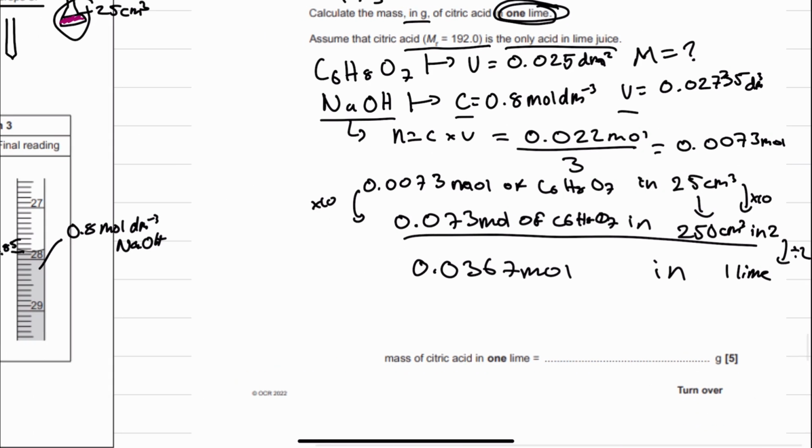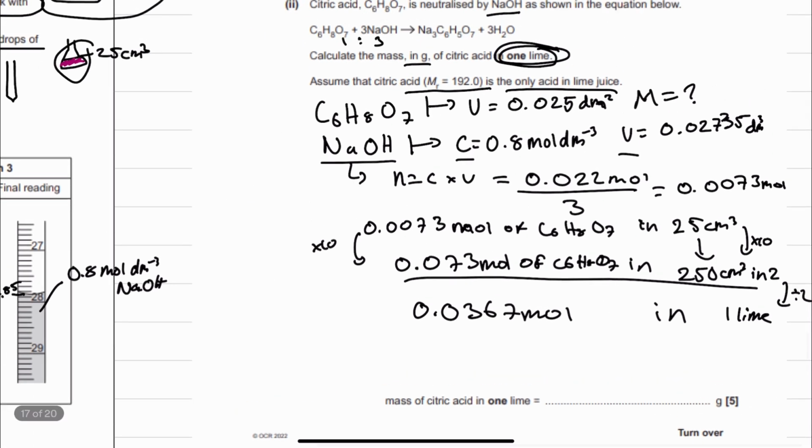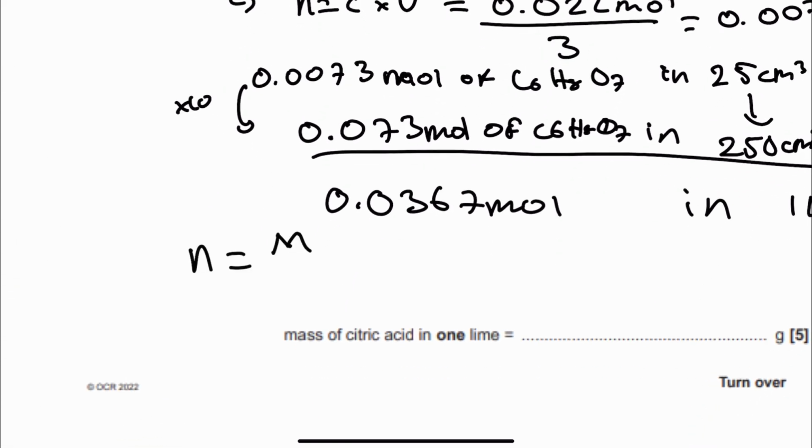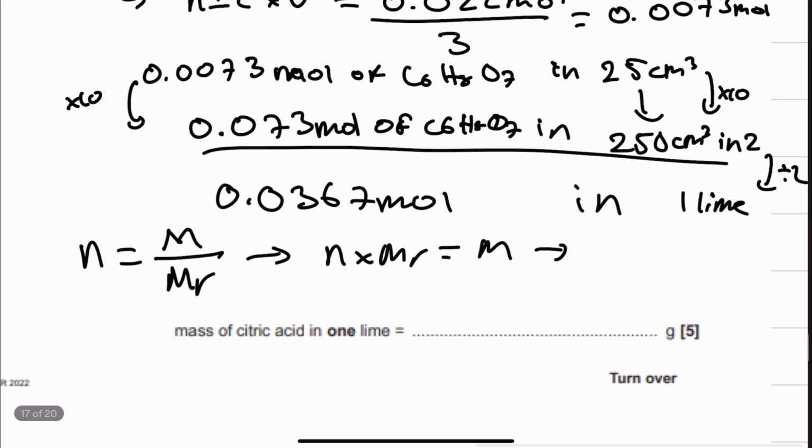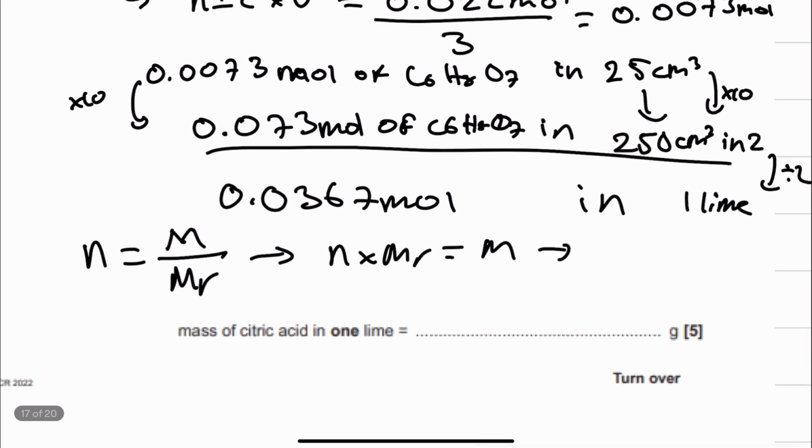Now, I know the moles and I know the molar mass. I can very easily just do moles equal to mass over molar mass, which means that moles times molar mass is equal to mass. That means 0.0367 times 192, which I got from the equation, is the mass in 1 lime, which is 7.04 grams.